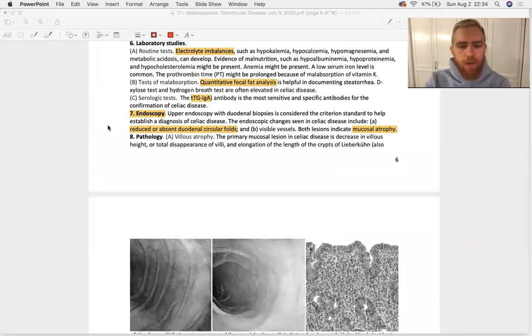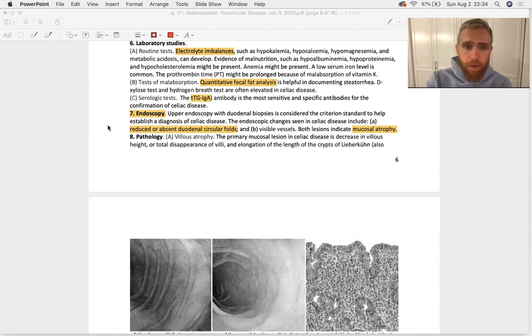So you've got a patient who you suspect celiac in. What kind of blood work do you want? Well, you want to monitor their electrolytes and their macros, basically, to make sure that they're absorbing everything that they should be, that there are no dietary deficiencies. Quantitative fecal fat analysis, number one test for malabsorption.